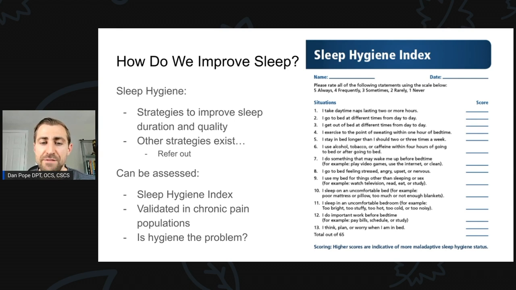You basically have a total score after all this, and higher scores are indicative of more maladaptive sleep hygiene status. So if someone's scoring really poorly here, it's a good sign that there's a lot of stuff we can do to help this individual out, right? There's a lot of potential to improve.